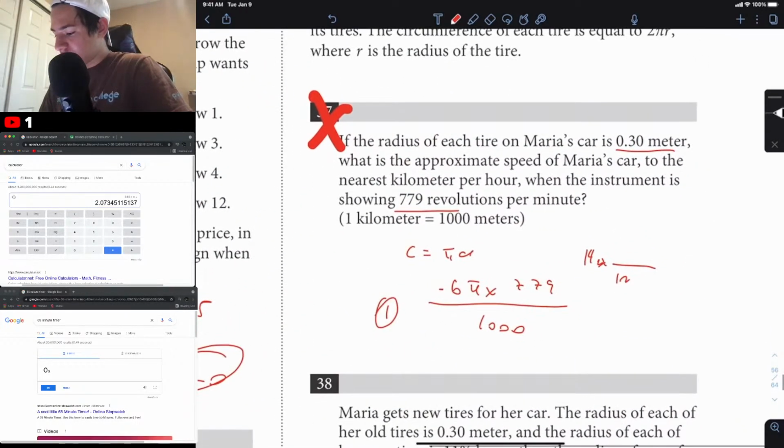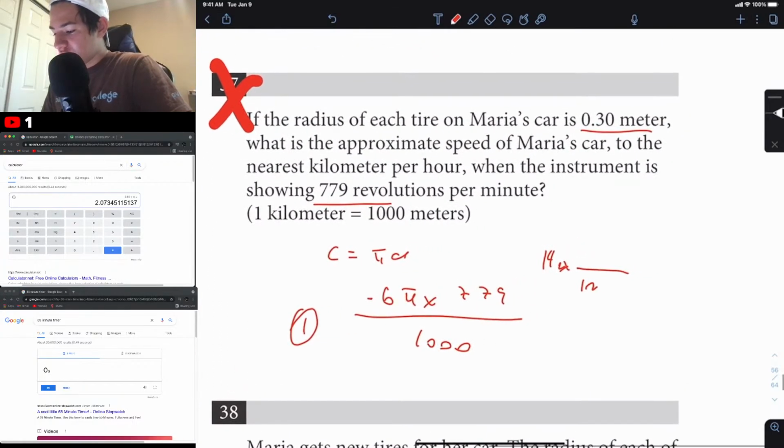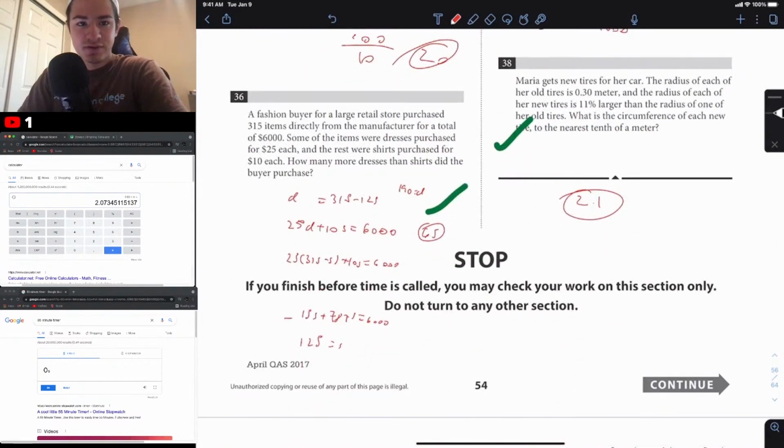And then this one, I'm not sure what happened here. Radius on each. Okay, so the circumference would be pi times 0.6. 779. Oh, I see. I did the wrong calculation. I didn't understand that they said per hour. They were looking for a speed. Yeah. It would have basically just been distance equals rate times time kind of thing. And then find the rate. All right. I'm okay with that, I guess. Is what it is.